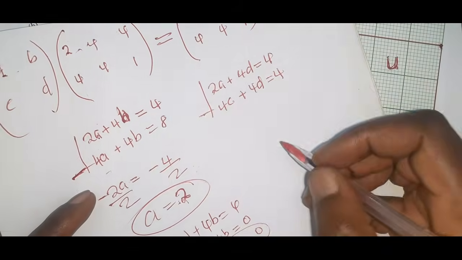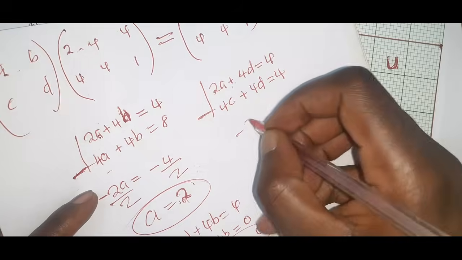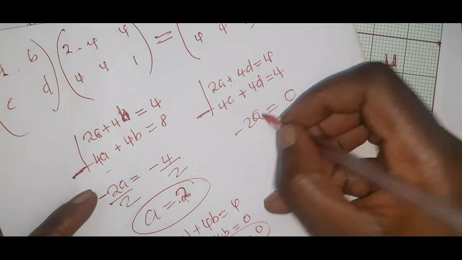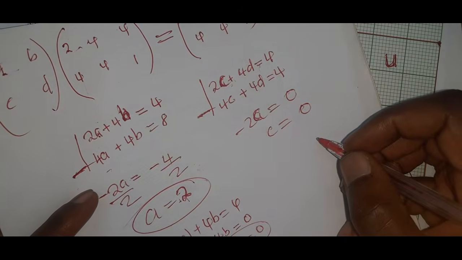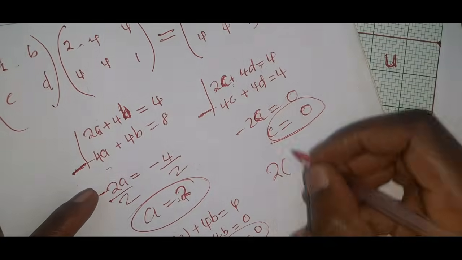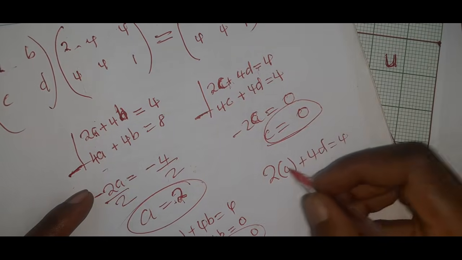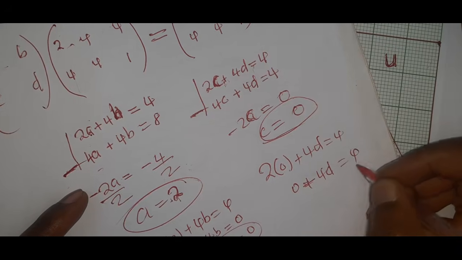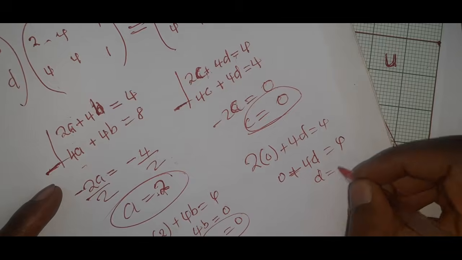Again, these ones, you use the same method. So when you subtract here, you have minus 2. This is going to give you 0, 0. So that is C. Remember, we are dealing with C here, sorry. So C will be equals to 0. So what will be our D? Meaning, where there is C here, you put 0 plus 4D is equals to 4. So D is equals to 1.